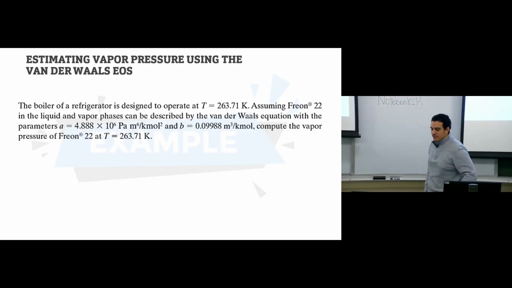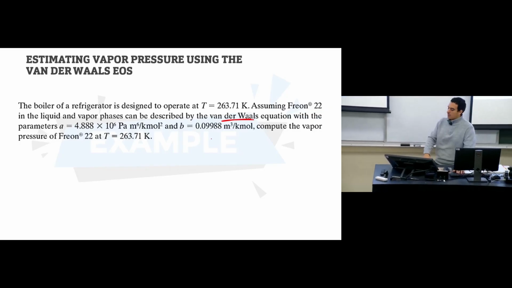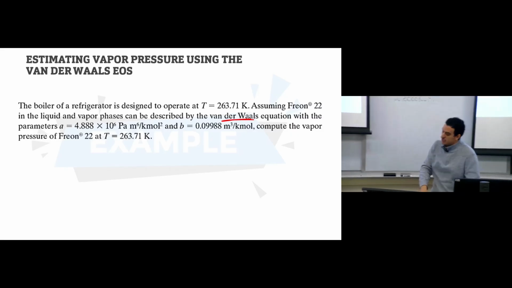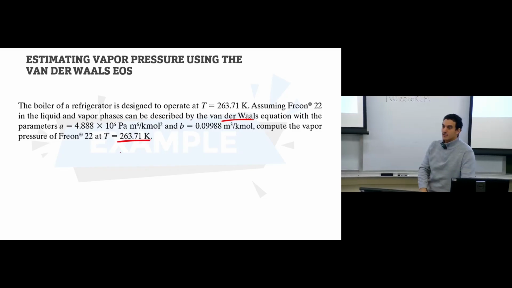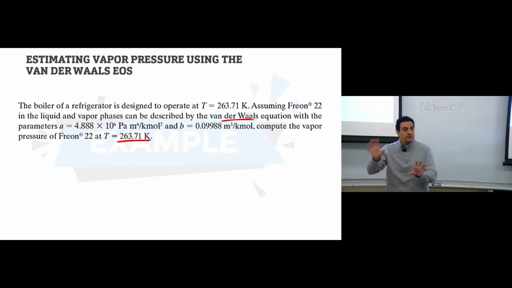The boiler of a refrigerator is designed to operate at this temperature, 263, assuming the refrigerant is Freon 22 in the liquid and vapor phase, which can be described by the van der Waals equation of state. And here he makes it easy. This is the value of parameter A, this is the value of parameter B. Calculate the vapor pressure at this temperature. So again, the temperature is given. What is the vapor pressure corresponding to this temperature?